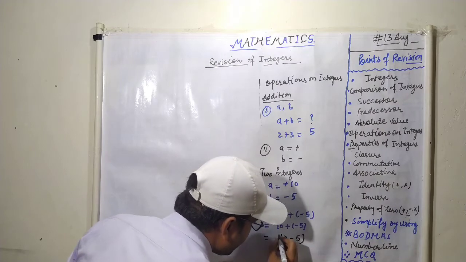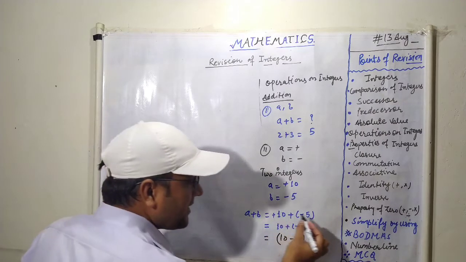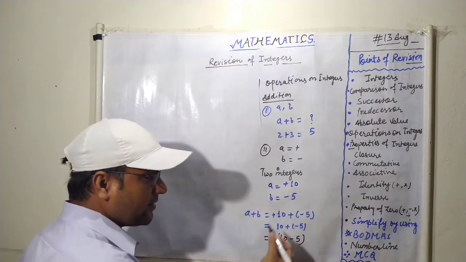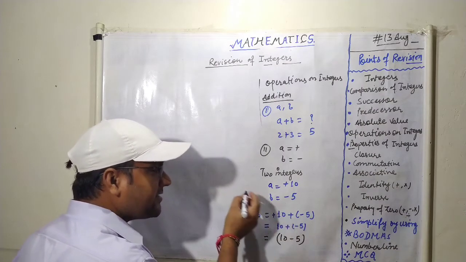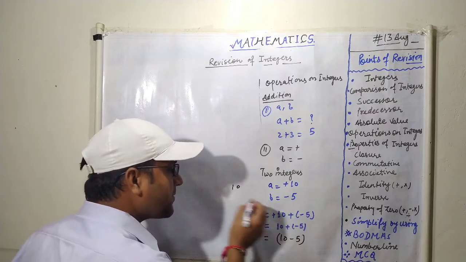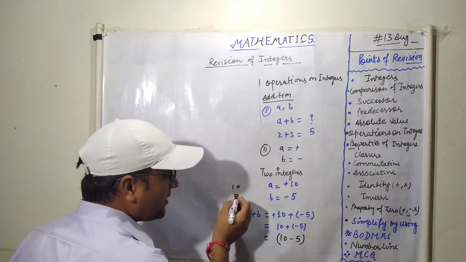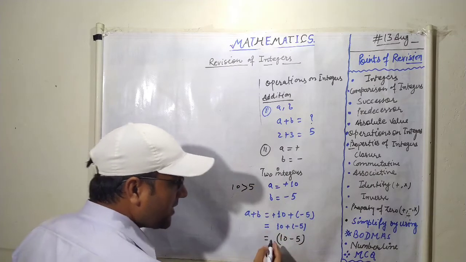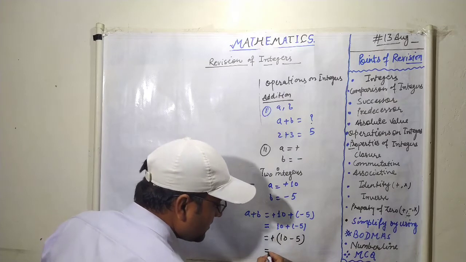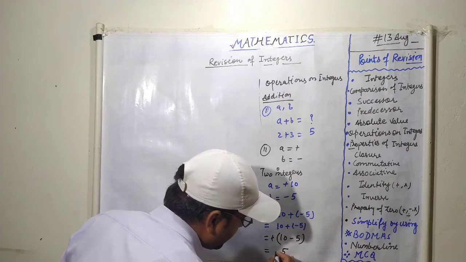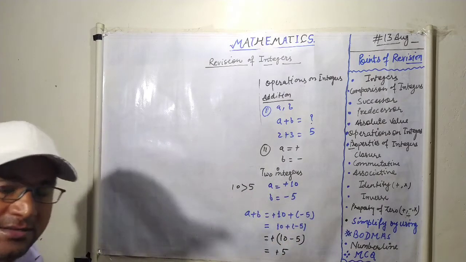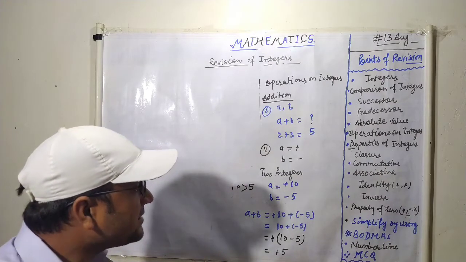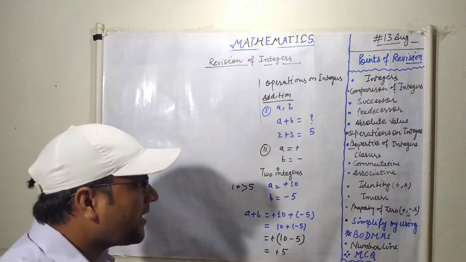10 minus 5, and then in 10 and minus 5, which absolute value is greater? The absolute value of plus 10 is 10 and the absolute value of minus 5 is 5. So which one is greater, 10 or 5? 10 is greater. What is the sign of 10? That is plus, so you will write this plus. So 10 minus 5, you will get 5. If you want, you will write the plus sign there, okay. So this is when two integers, one is positive and other is negative.